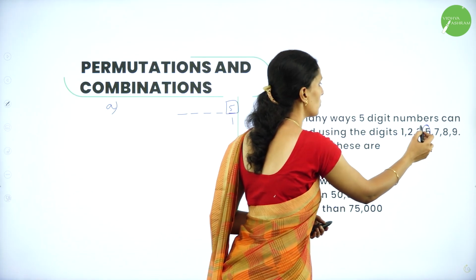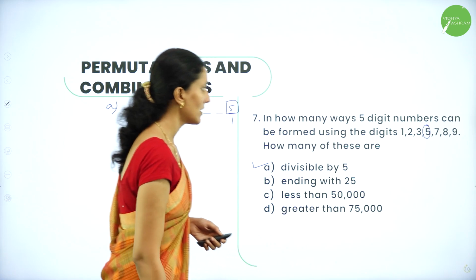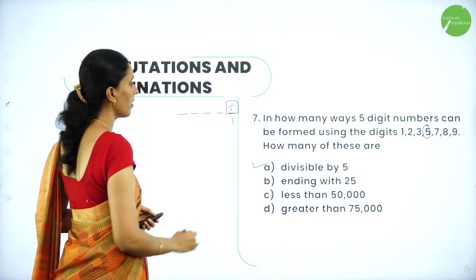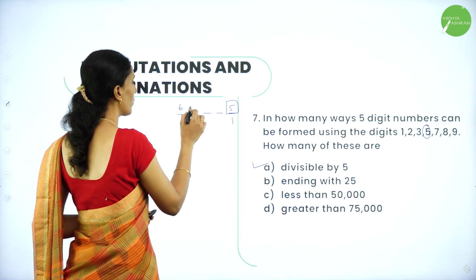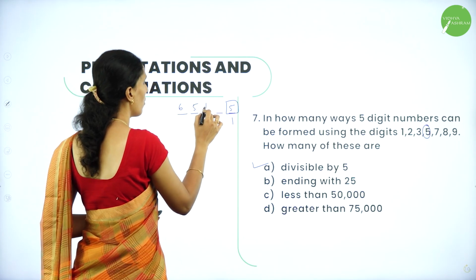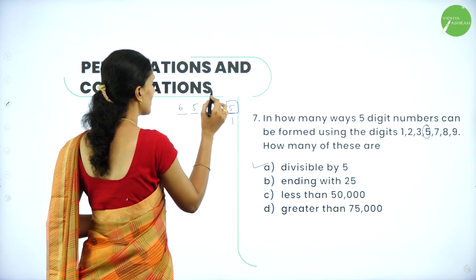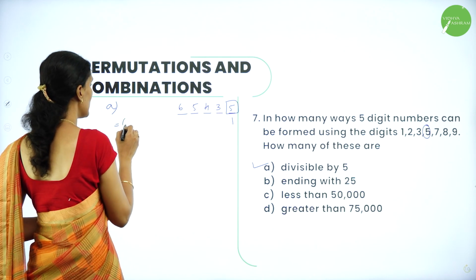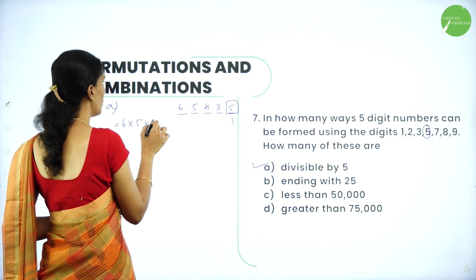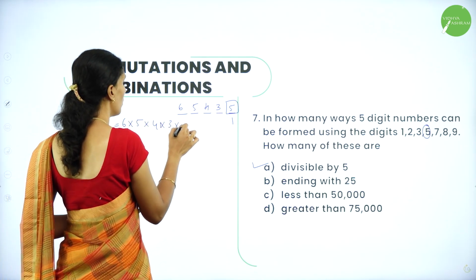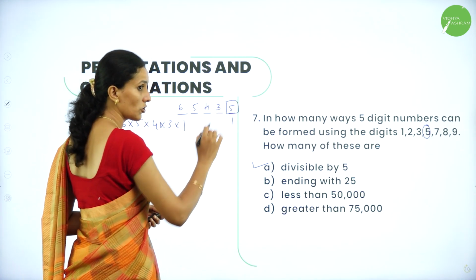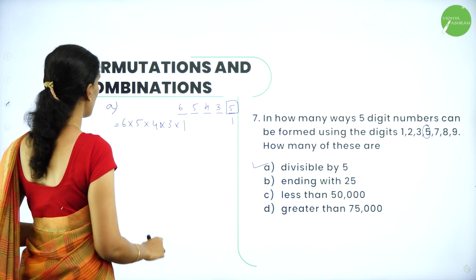Okay. So, I have 1, 2, 3, 5, 7, 8, 9, that is 7 numbers. 5 is gone, 6 left, 1 more is gone, 5, 1 more is gone, 4, 1 more is gone, it is 3. So, total we have here 6 into 5 into 4 into 3 into 1. Remember 5 is a number, not the choice. Okay. So, this is the number.